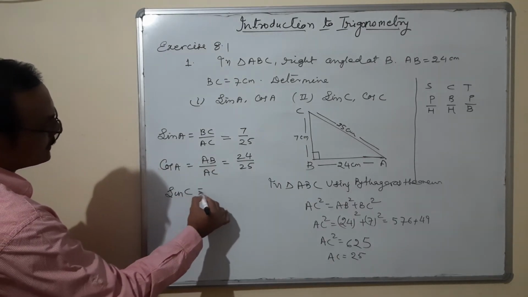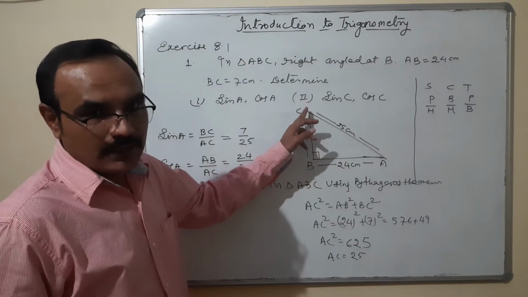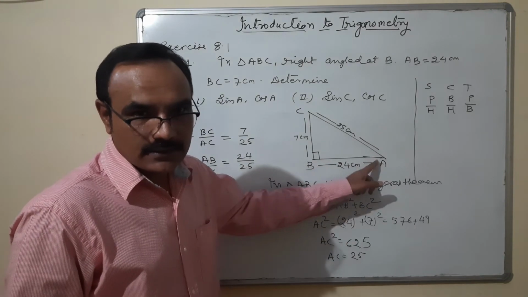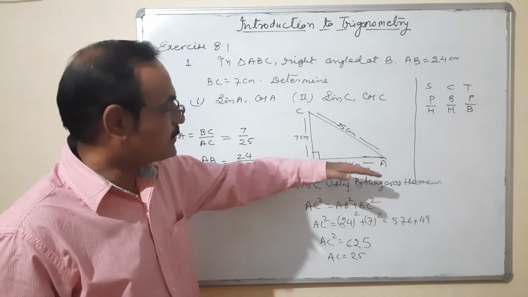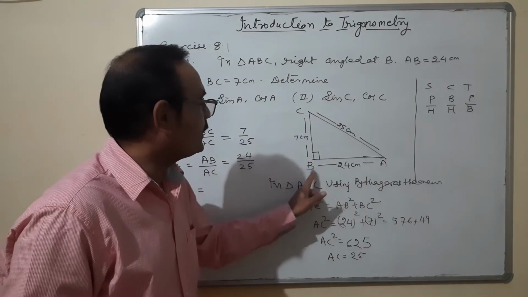Value of sine C. Now immediately you look here, because for sine C we have taken this angle C. So now the opposite of angle C, this is perpendicular. It is perpendicular, base, and it is hypotenuse. So sine C is equal to AB upon AC.